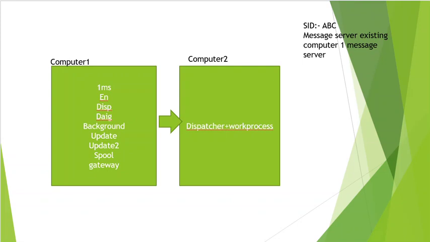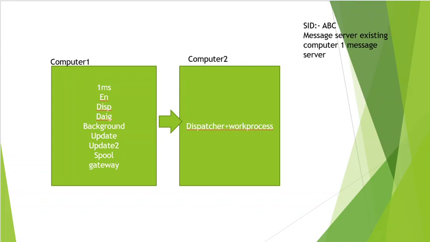Whatever services are running on computer 1 and whatever services are running on computer 2, both will be accessed by your message server. The message server will route your requests from the users to maybe computer 1 or maybe computer 2. So one fundamental thing we have to remember: one SAP system can have only one message server, should have only one message server.